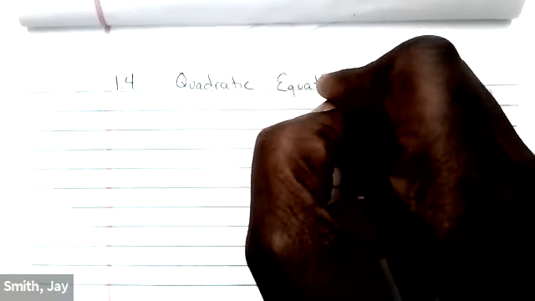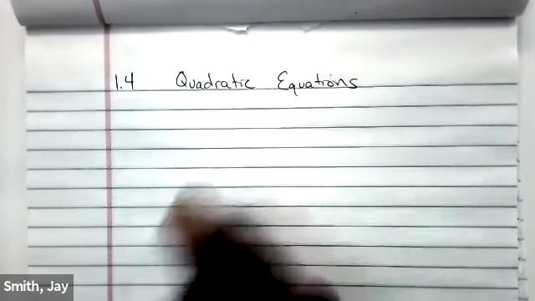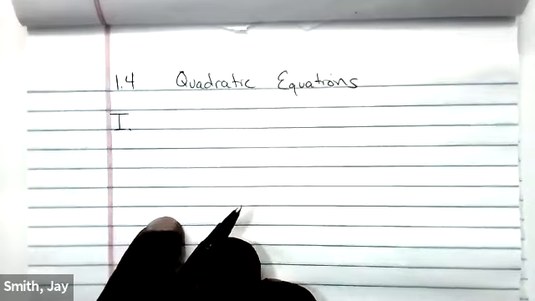All right, so we're going to go to section 4 of chapter 1, quadratic equations. We're just going to cover some problems that you're going to see in that section's homework. All right, so the first type is to solve quadratic equations by factoring.